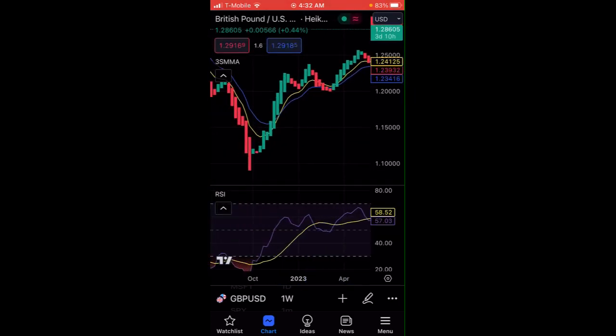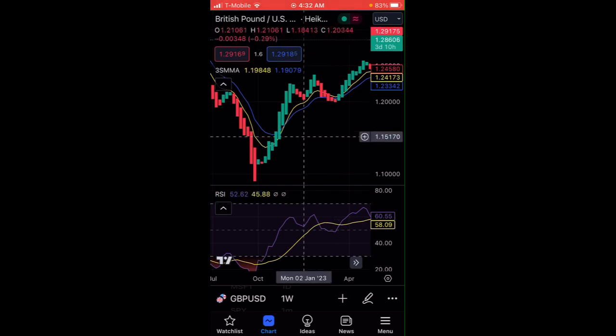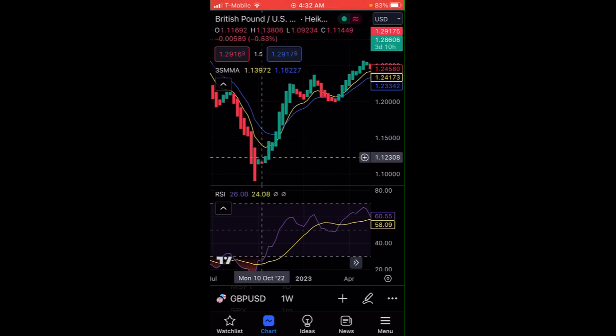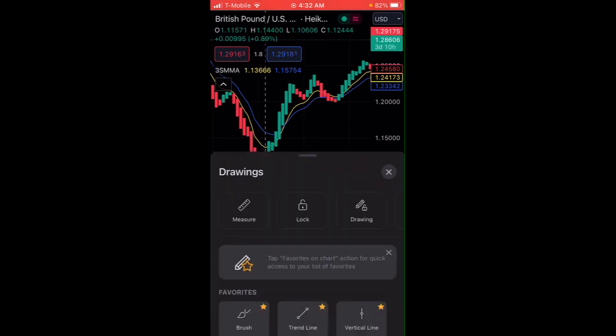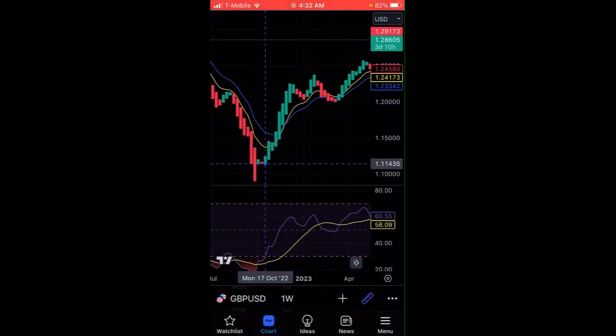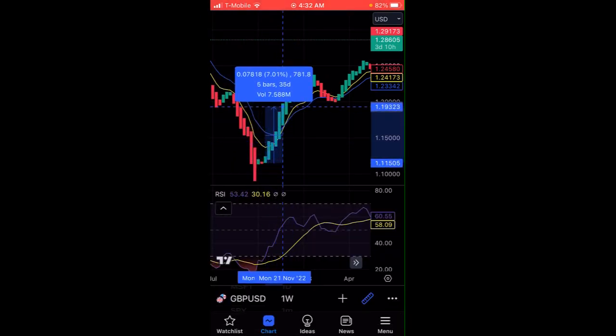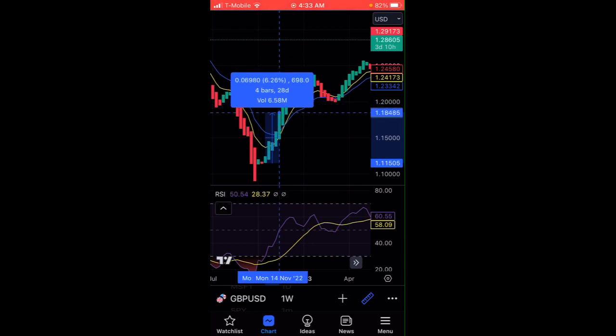So I'll do two more times. We see it crossing right here with the RSI way down here. So if we come in right here and ride this out for, let's just do 30 days, this is a $7,000 move if you have a $1 lot size.